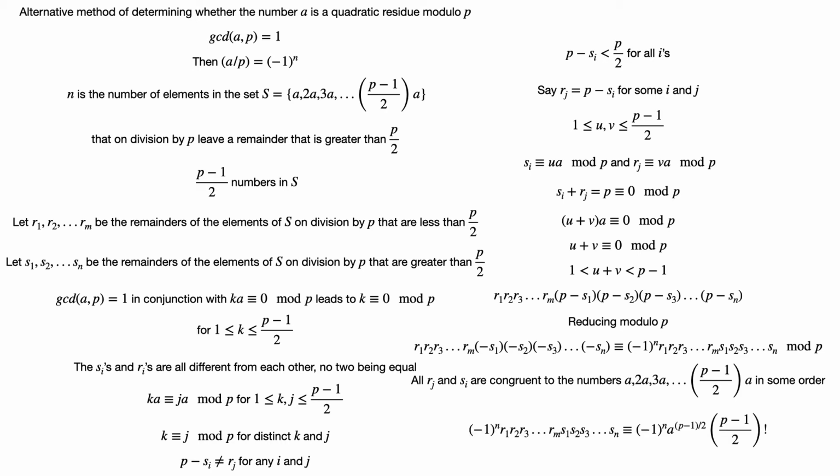Hence, we know that (-1)^n * R1 R2 R3 all the way up to Rm * S1 S2 S3 all the way up to Sn is congruent to (-1)^n * a^((p-1)/2) * ((p-1)/2)!.